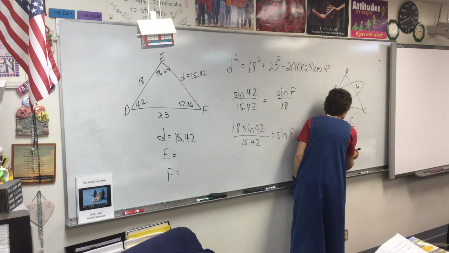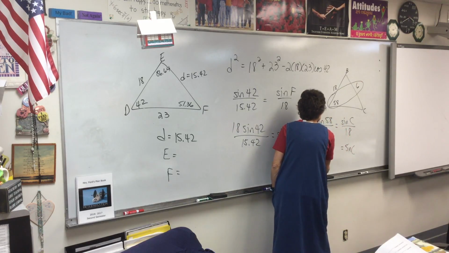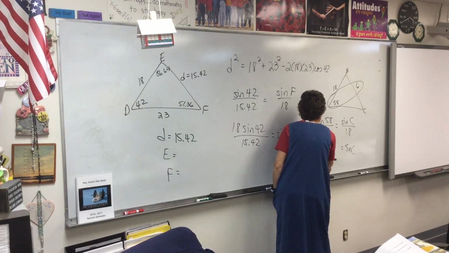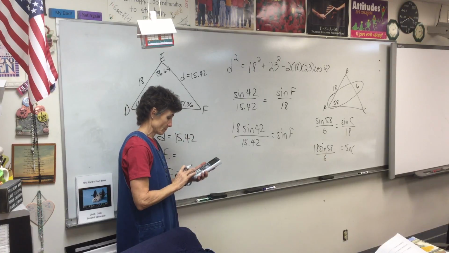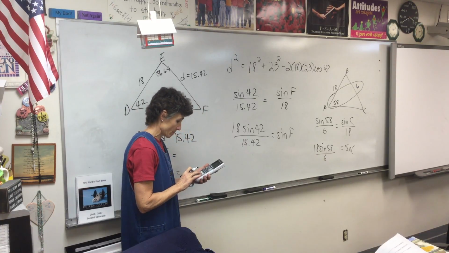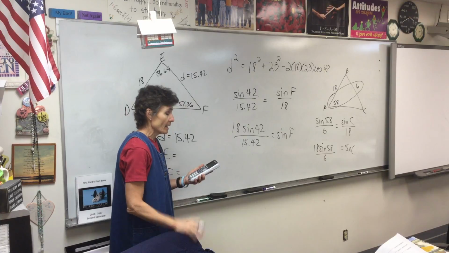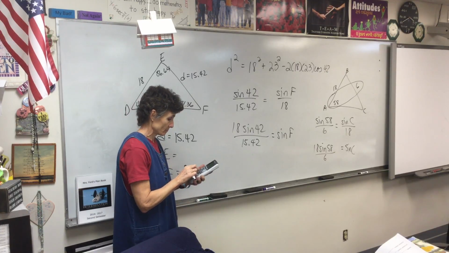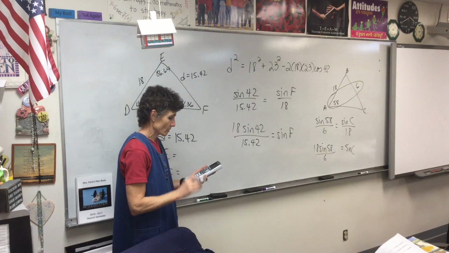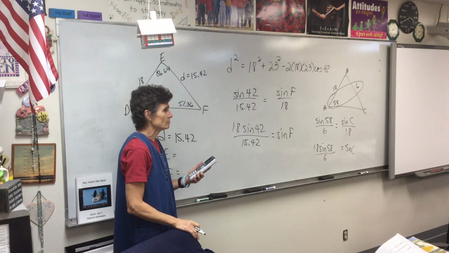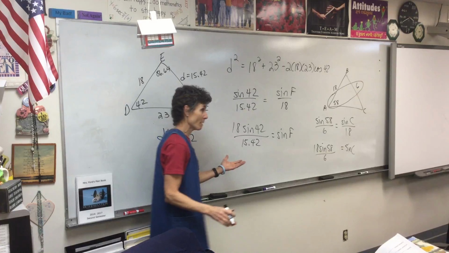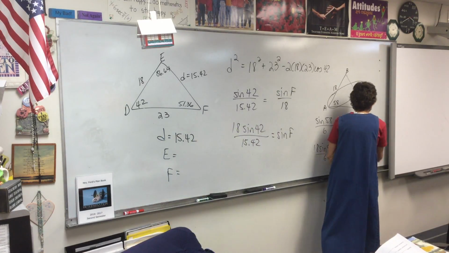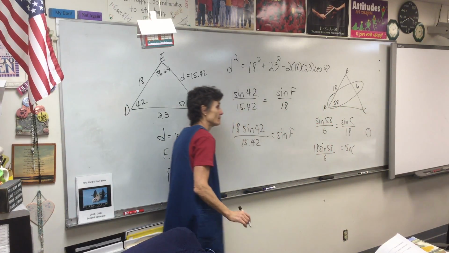So sine C equals 18 sine 58 over 6. So I can type that into my calculator, and I'm going to second sine it. Oh, whoa, what happened? I got an error message, which means how many triangles are possible? None, 0. No triangles are possible for that one.